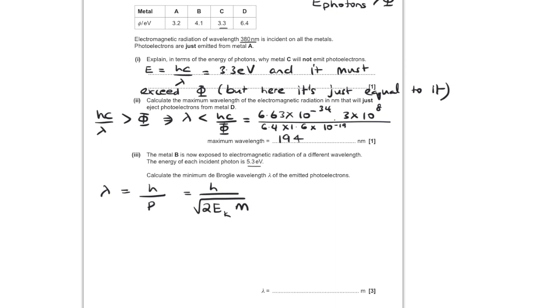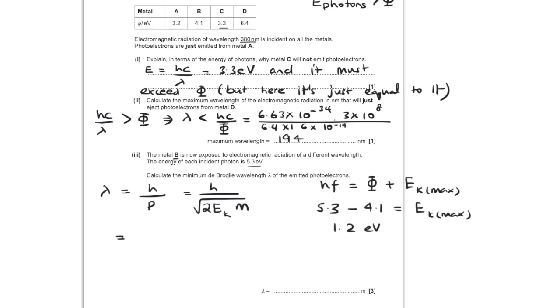Well, I know I have this formula, which thankfully is given to us: hf, the energy of the photons, equals the work function plus EK max, the maximum kinetic energy. So with this, I already know that that's 5.3 eV, minus the work function of metal B, which is 4.1. So I would end up getting a value of 1.2 eV for the kinetic energy.